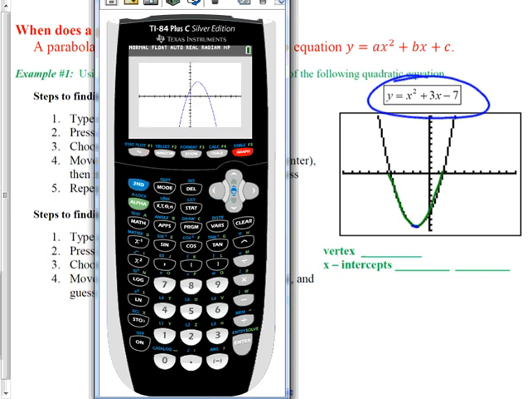Make sure they know how to do this. They'll need it for their next test. Finding the zeros.